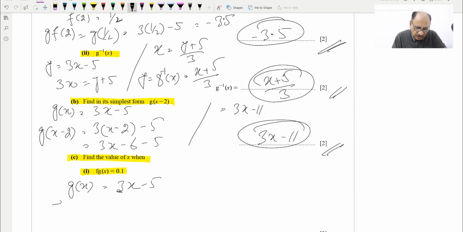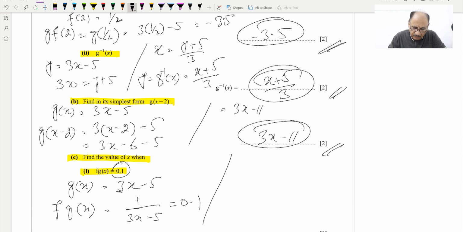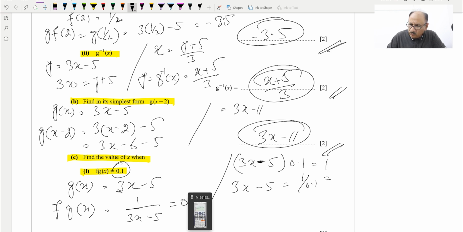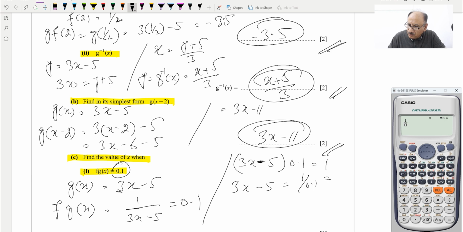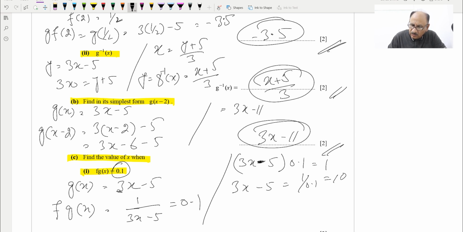And now we need f of g of x. f of x is 1 over x, so we can write 1 over 3x minus 5, and they are telling us this is equal to minus 0.1. So we will be cross multiplying. So 3x minus 5 into 0.1 is equal to 1, or we can rewrite it as 3x minus 5 is equal to 1 over 0.1, and 1 over 0.1 is what? 1 over 0.1 is 10, so we can write equal to 10.